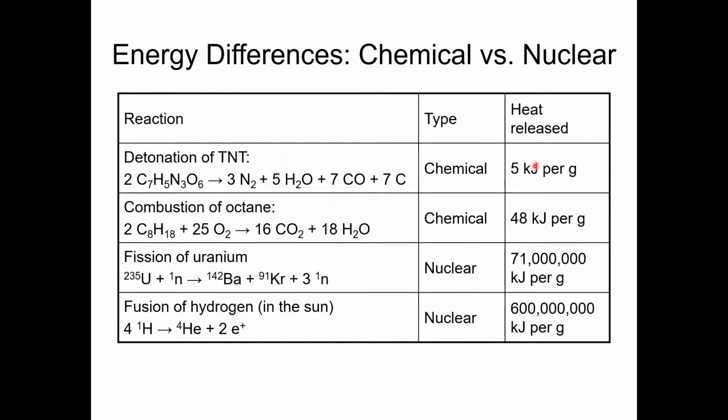But this is more like how much energy per gram of fuel. Remember that the singular G means gram, not gallon, okay? So TNT can give you 5 kilojoules of energy per gram of TNT. Octane gives you more energy per gram, but if you cause 1 gram of uranium to undergo fission, that will give you 71 million kilojoules of energy. And then furthermore, if you can get some hydrogen nuclei to undergo fusion with each other, then that can give you 600 million kilojoules per gram of fuel. That's a lot of kilojoules.